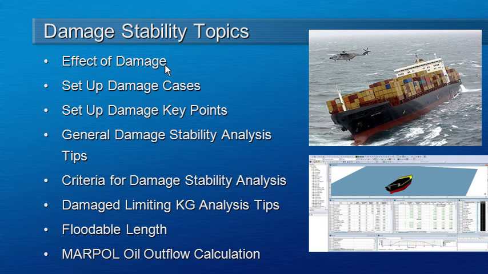We've seen how we can set up all of the different aspects of damage stability, including cases, key points, and verifying our model and our stability criteria. Now we're going to actually run some damage stability analysis. We'll do a quick equilibrium and large angle stability analysis, and then look at limiting KG, where we try and work out the maximum VCG that the vessel can attain when subject to damage and still pass the stability criteria.